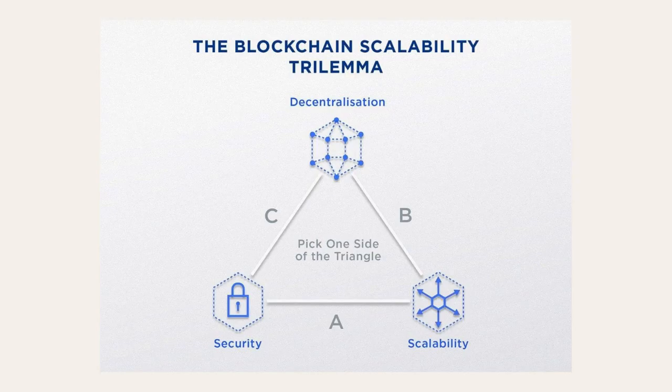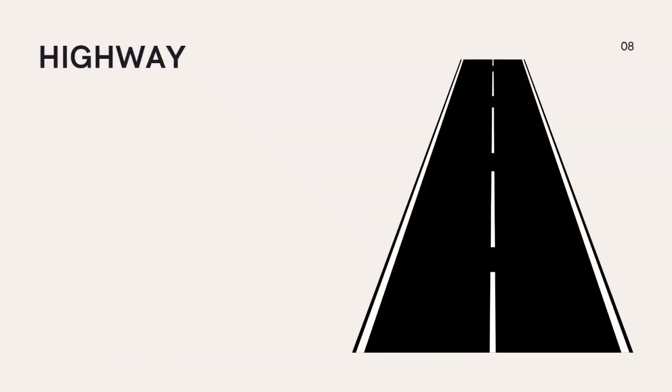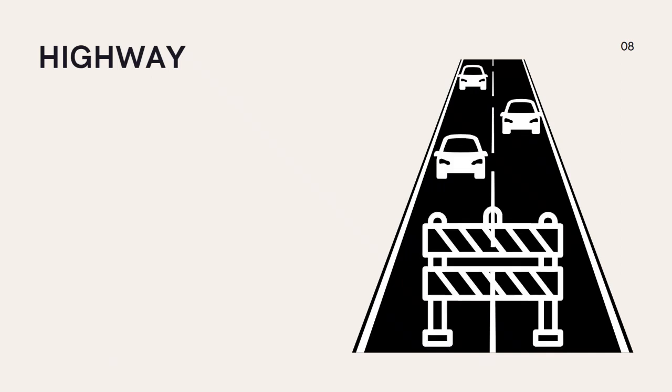So we need a way in which we can make the blockchain scalable. I'll take you through an example. Let's say you have a highway, and on this highway there are multiple cars, and these are toll plazas.